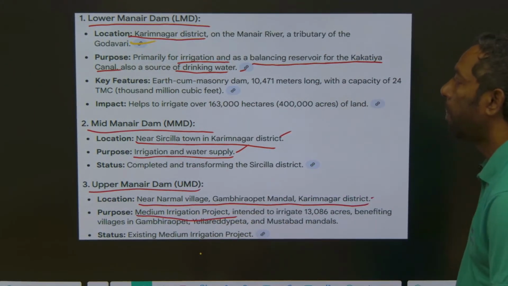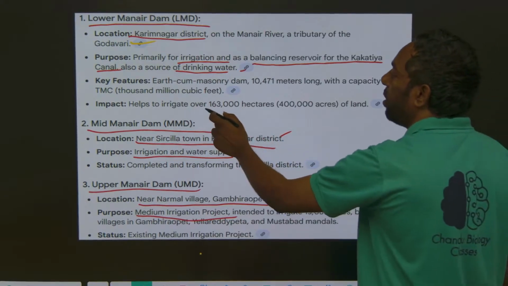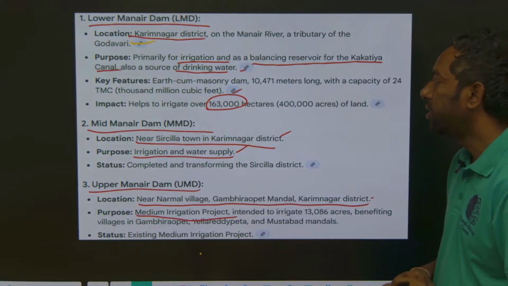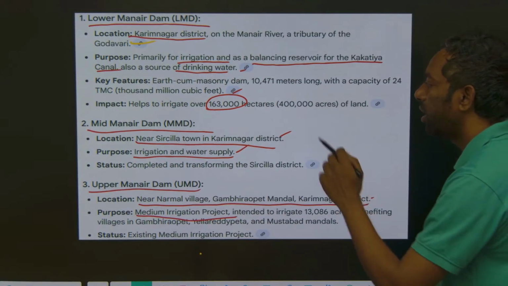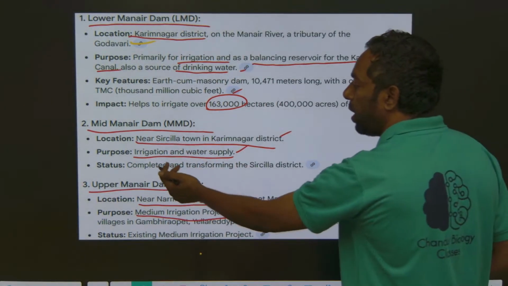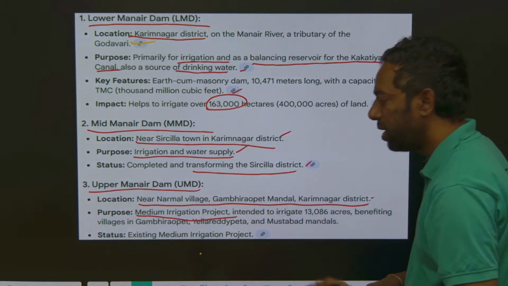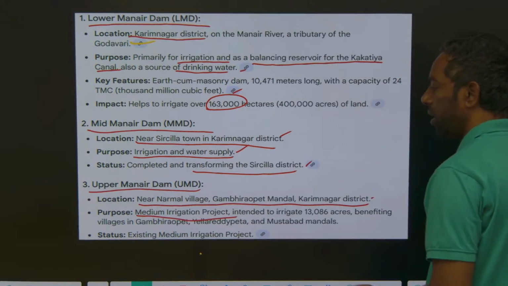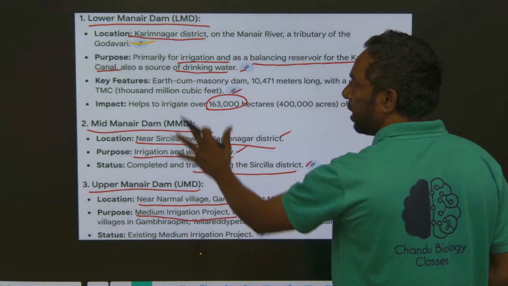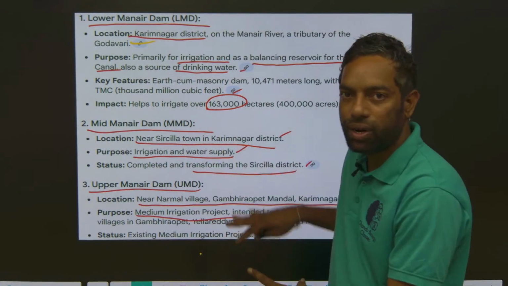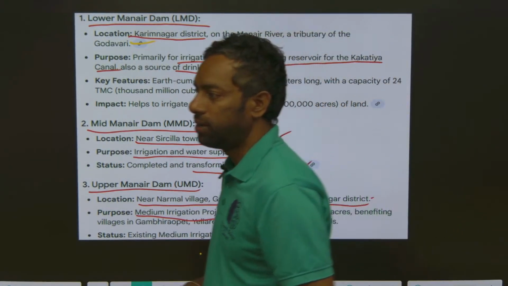The impact: it covers 1,63,000 acres. Mid Maneru has transformed Sirisilla district. Mid Maneru is in Sirisilla district. Guys, these are the Lower, Mid and Upper Maneru dams. Just look into this point, it is most important.